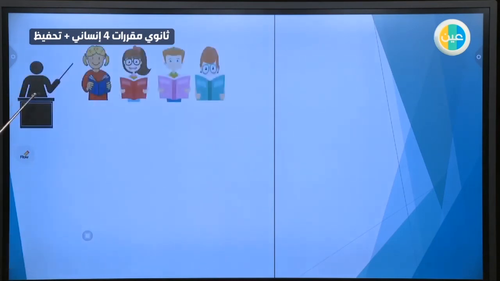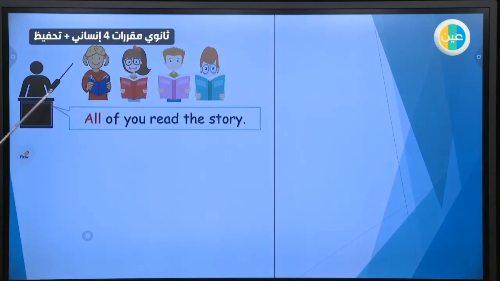Look here, we can see the teacher and we can see students. How many students? There are more than three. So the teacher said, all of you read the story, all of you.